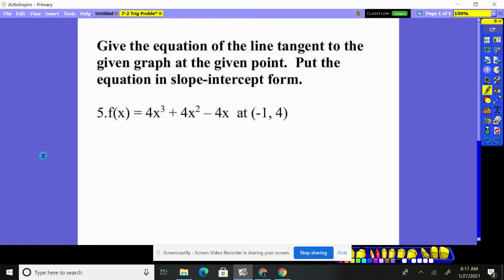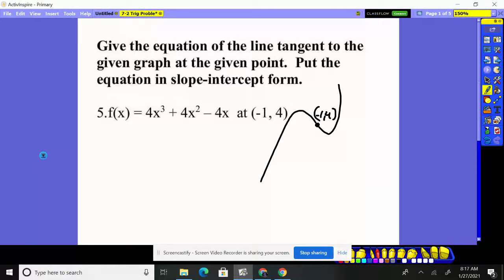So it says give the equation of the line that is tangent to the given graph at the given point. Put the equation in slope-intercept form. So here's what we have. We have this line, and let's say it does something like this. And here at this point, let's pretend there's the point. I really don't know, but at -1, 4, and we want to know the slope right at that point.